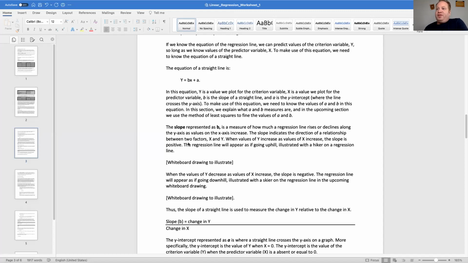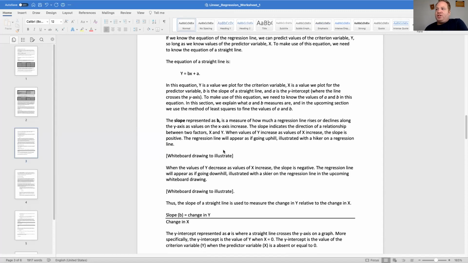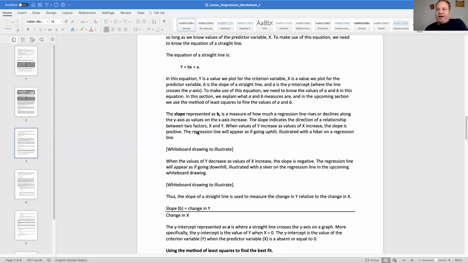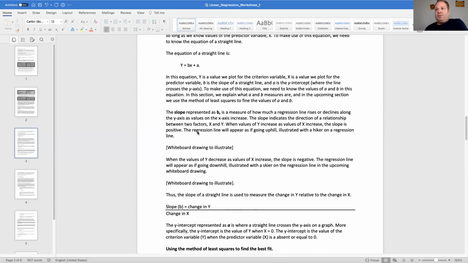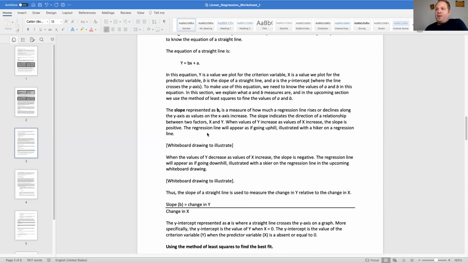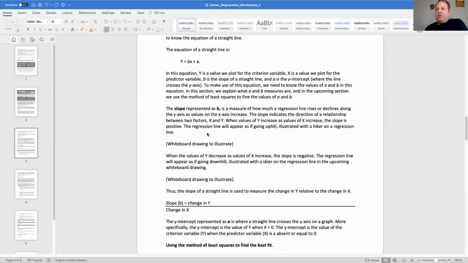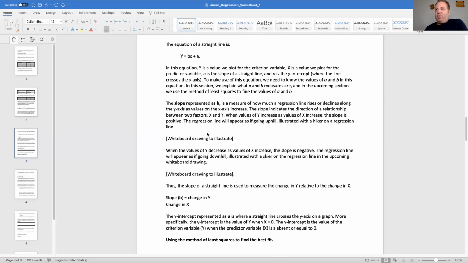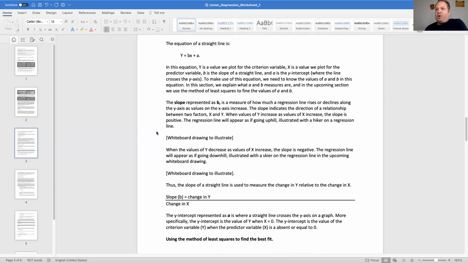The slope represented as b is a measure of how much a regression line rises or declines along the y-axis as values on the x-axis increase. The slope indicates the direction of a relationship between two factors, x and y. When values of y increase as values of x increase, the slope is positive. The regression line will appear as if going uphill, illustrated with a hiker on a regression line.